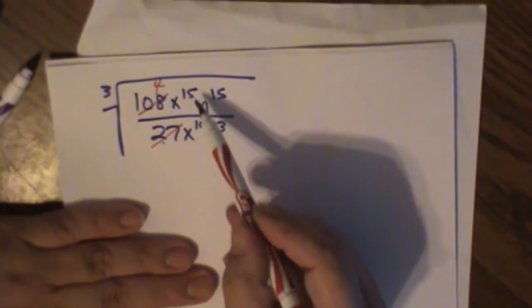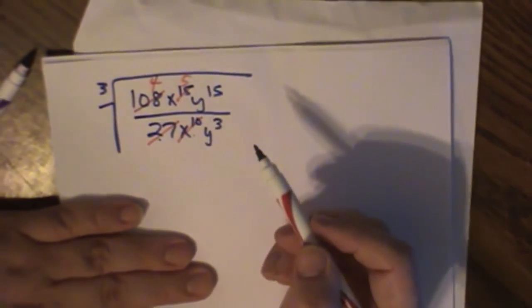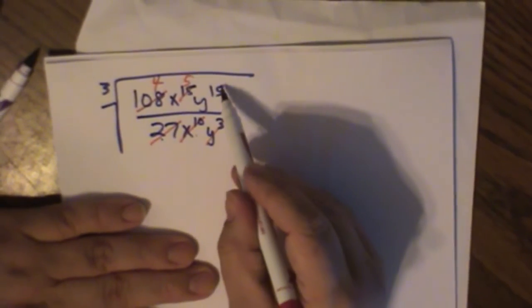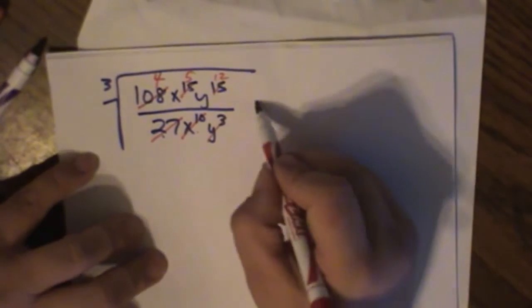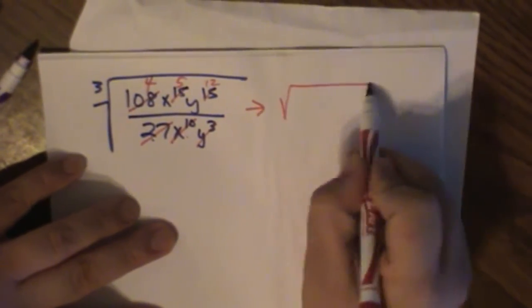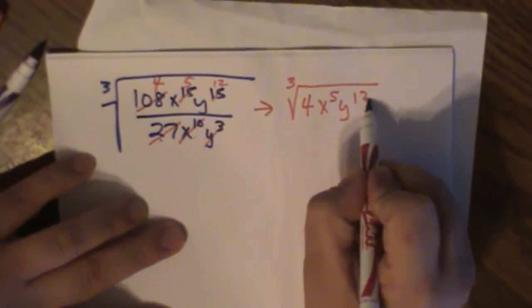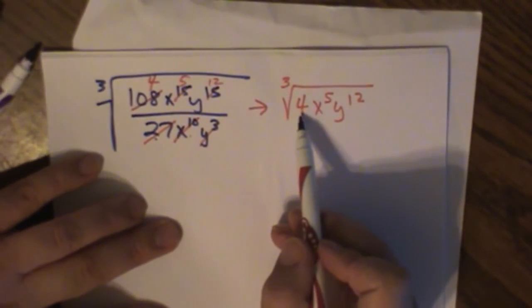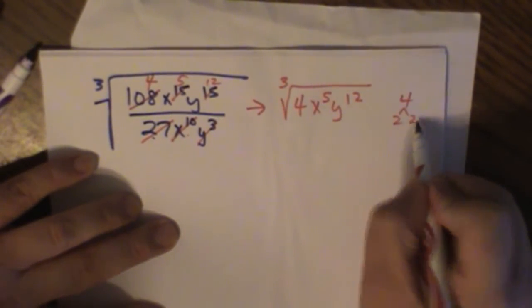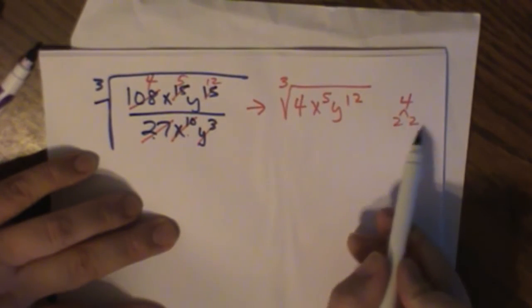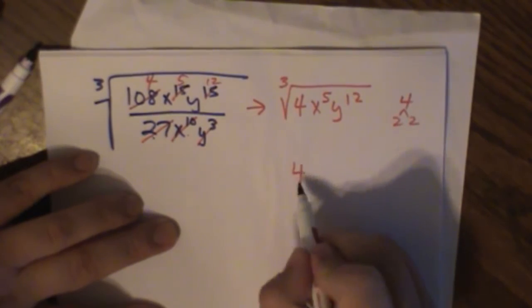And then we can reduce. We have 10 here, which gives us 5 on the top. And if we take 3 from the top and the bottom, we get 12. So rewriting that, it gives us the cubed root of 4x to the 5th, y to the 12th. Now, we know that the factorization of 4 is 2 and 2. With an index of 3, we only have 2 of them, so we can't pull anything out. So the 4 has to stay inside.